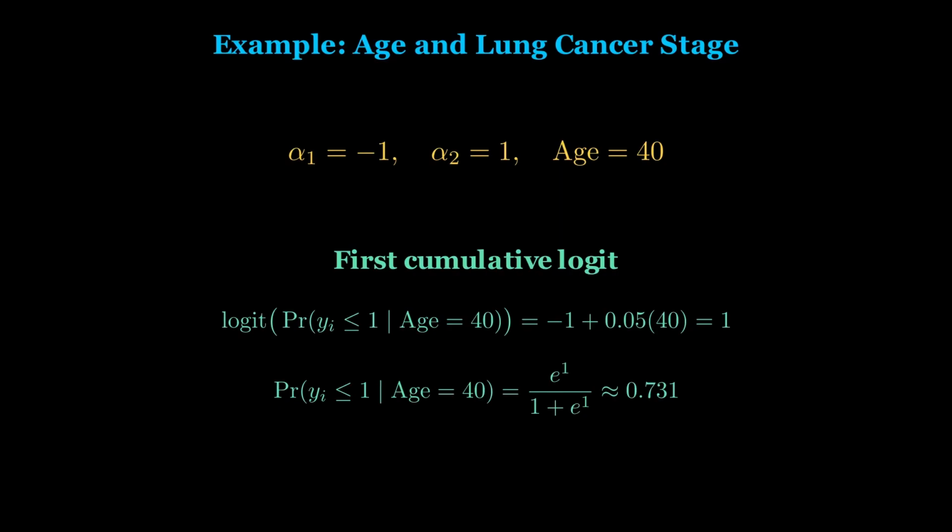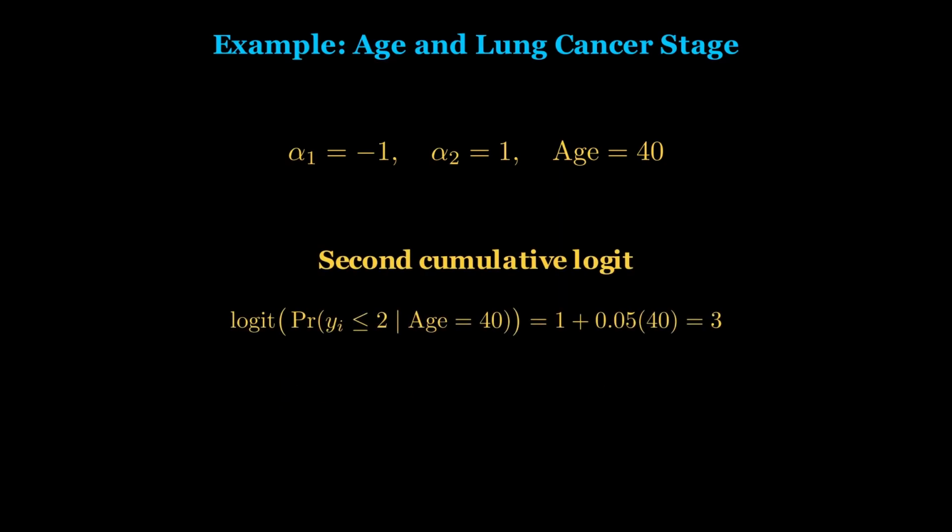cancer category. For the second cumulative logit, the only thing that changes is the cut point. Alpha 2 is 1, plus the same 2 from the age term gives 3. That converts to e cubed over 1 plus e cubed, which is about 0.953. So a 40-year-old has a 95.3% chance of being in either the early stage or the no cancer category.